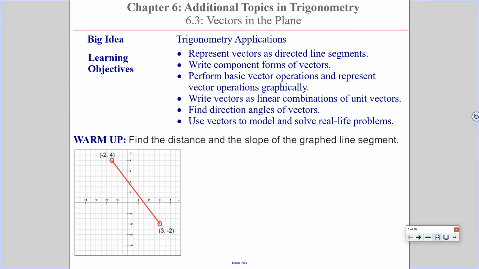All right, welcome back. We're starting lesson 6.3, starting our discussion about vectors, and their warm-up was to find the distance and the slope of the graphed line segment. There's lots of discussion going on. It's great, lots of disagreement.